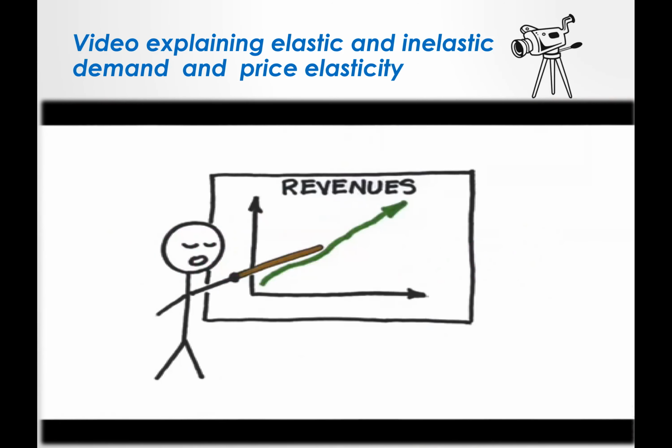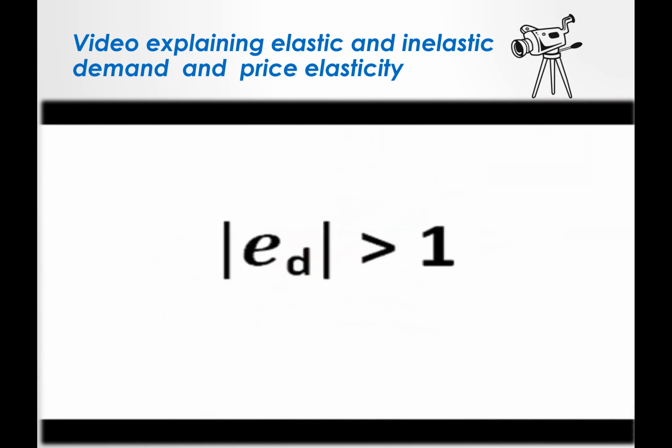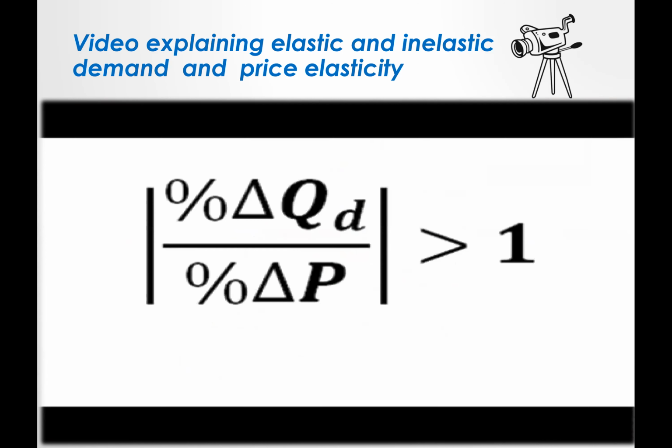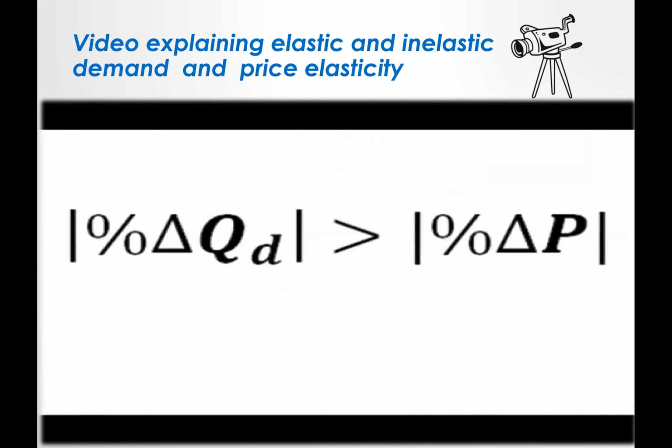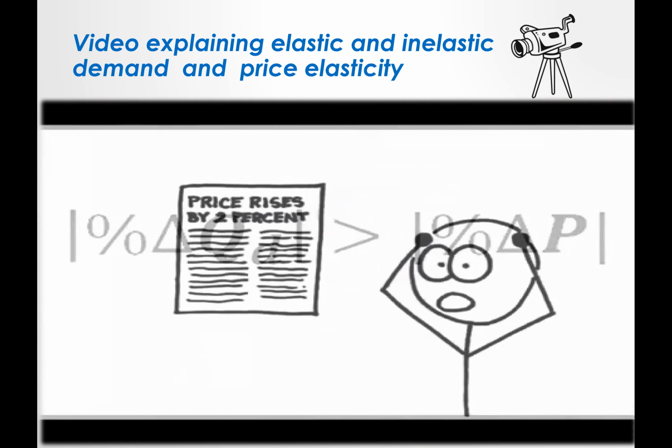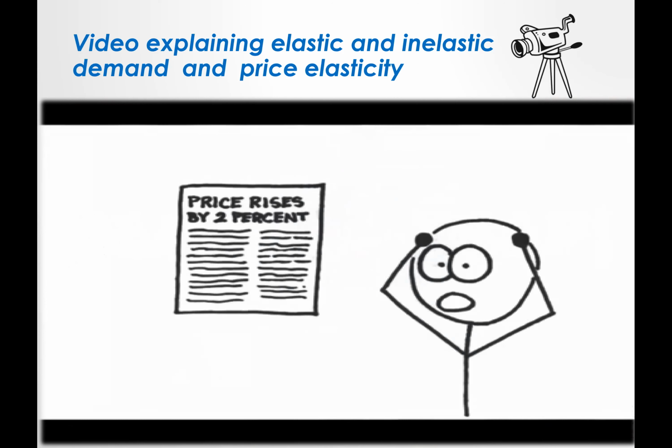What if the absolute value of the elasticity had been greater than 1? That would mean that the absolute value of the percent change in quantity demanded over the percent change in price is greater than 1, which could only be true if the size of the quantity change is greater than the size of the price change. So having a value of the elasticity that's greater than 1 indicates a relatively large quantity demanded reaction to a relatively small price change, or demand is elastic.